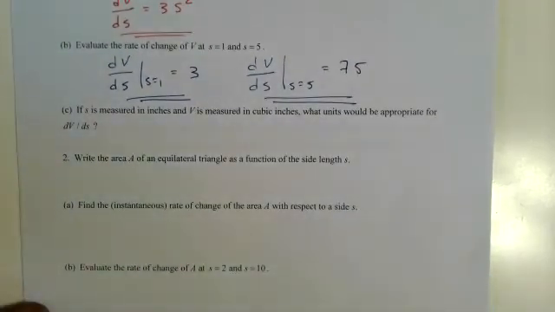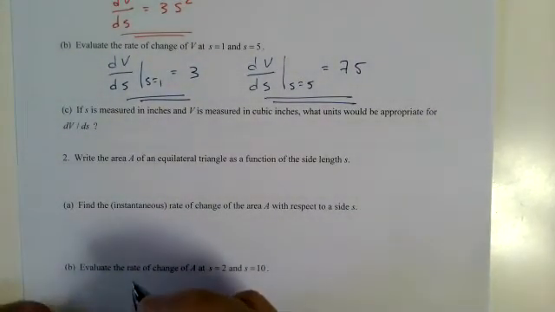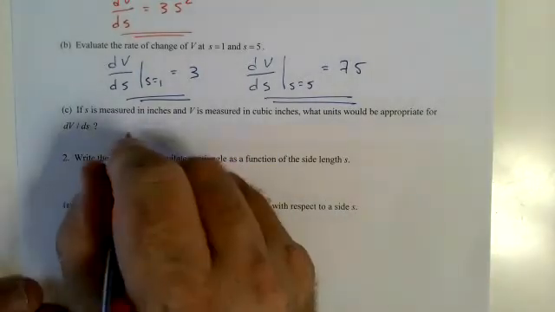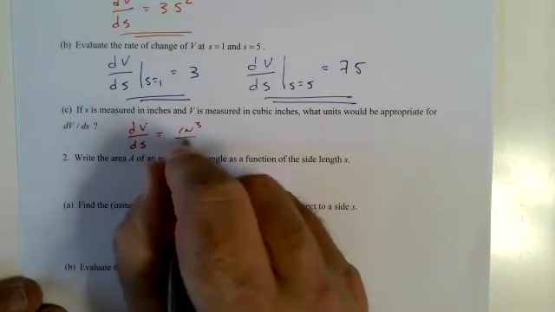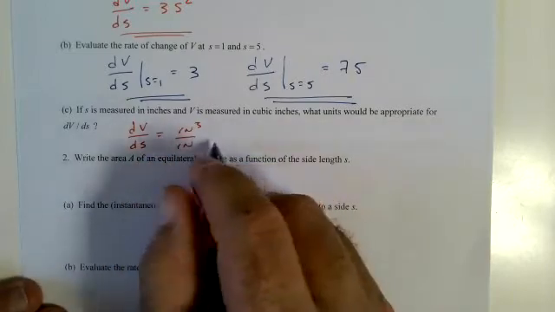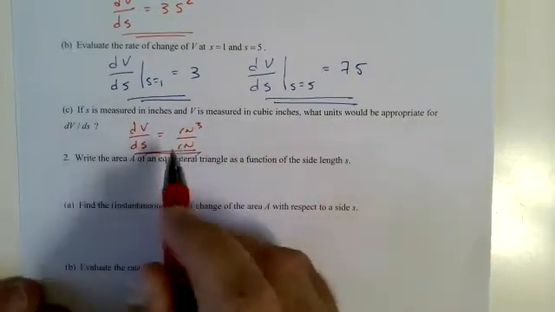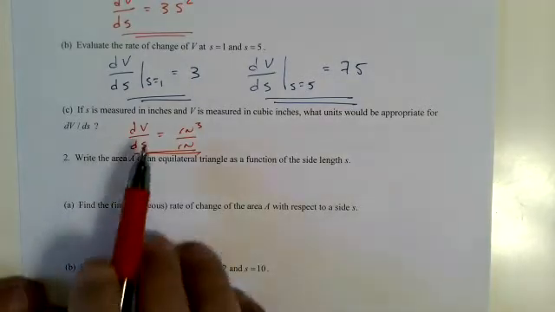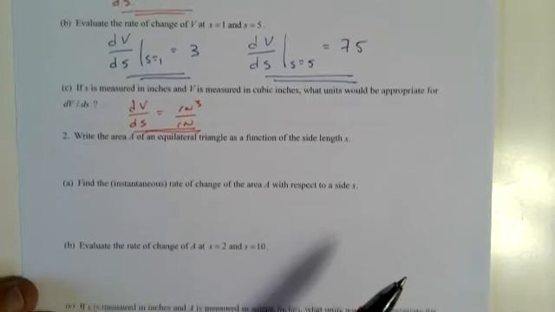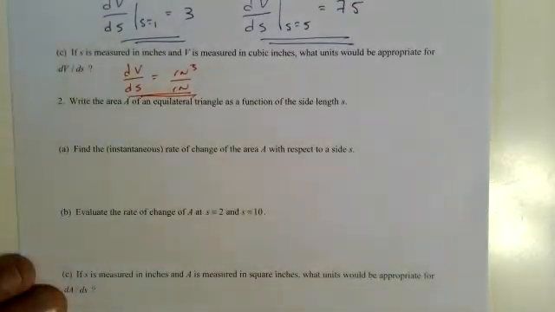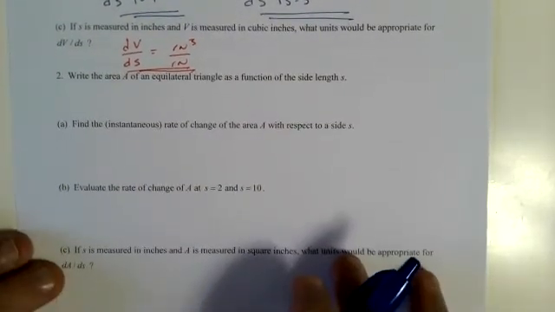Oh, look, units. s is measured in inches and V is measured in cubic inches. dV/ds would be cubic inches per inch. And you would say, well, just cancel that, get inches squared. I would leave it like that because it's telling me it's a rate of volume changing per linear inch. Just advice.